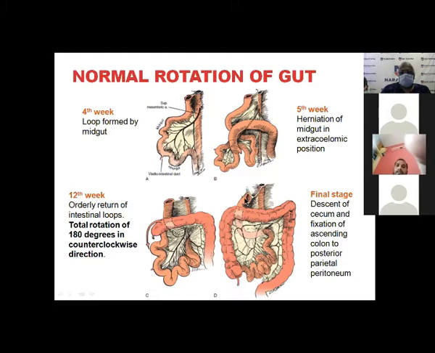This is the duodenum, first part, second part, third part, fourth part, and then the duodenojejunal junction. You can nicely see how the transverse colonic vessels are covering the third part of the duodenum. Until you open here, you cannot enter into the third part of the duodenum for any surgery. The final stage is the descent of the cecum, fixation of the descending colon to the posterior parietal peritoneum, the whole thing. So now the colon becomes fixed in 2 parts.